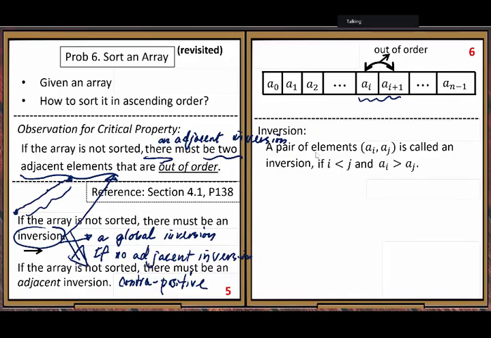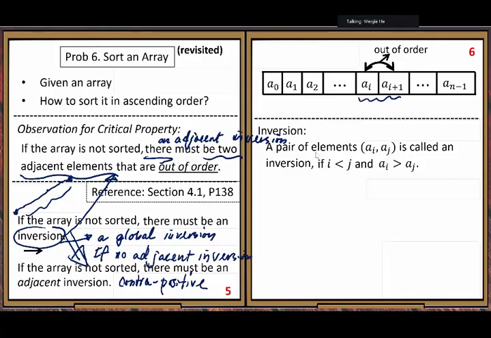Now, based on this stronger version of this critical property, we design our algorithm. So we can save a lot of work. With the weak version, you need to do global comparisons. But here we only need to do local, adjacent comparison. We do not need to do global comparison.